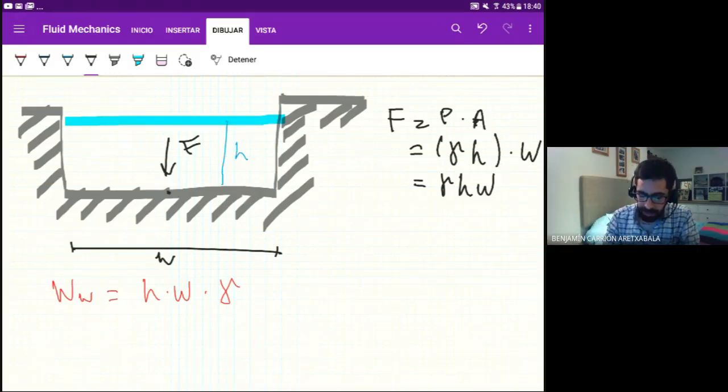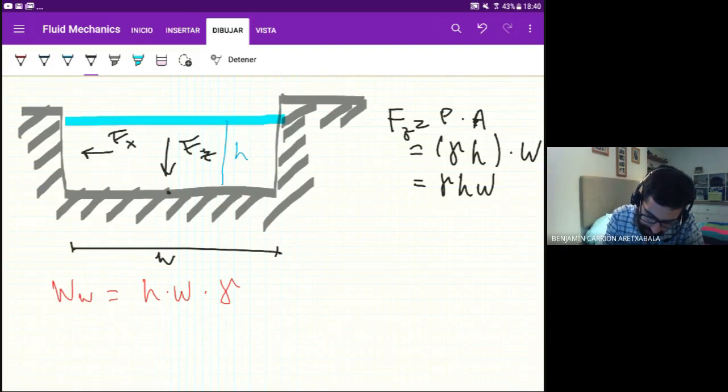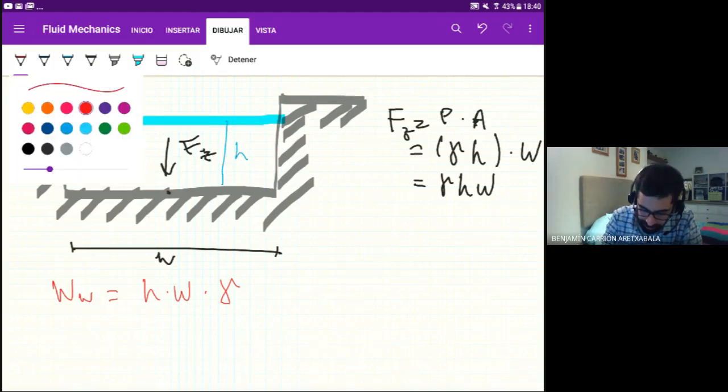Okay, so the force on the bottom is really easy. You could have done it just by the weight of the water. But what about the force on the walls? There, I'm going to call this force Z. And there's also going to be a force on X. I'm sorry. So what's going to be the force on the wall? That's a bit trickier, but not too much.